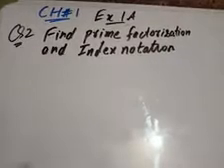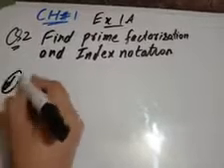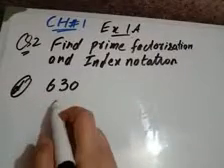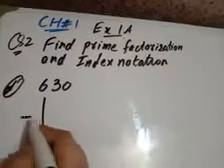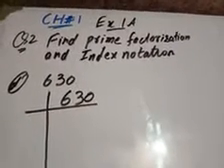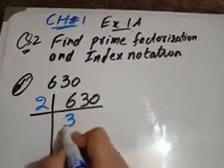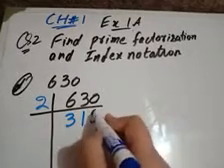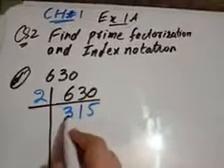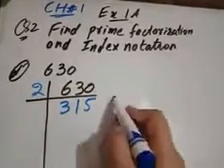Question number 2 is to find the prime factorization and the index notation. The part d is 630. Firstly, make the prime factors of 630. 630 is an even number, so divide by 2. 2 3s are 6, 2 1s are 2, and 2 5s are 10. Now the number 315 is an odd number. As we add 3 plus 1 plus 5, it gives 9.